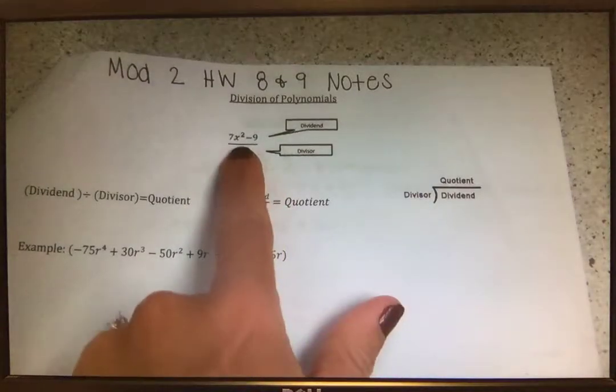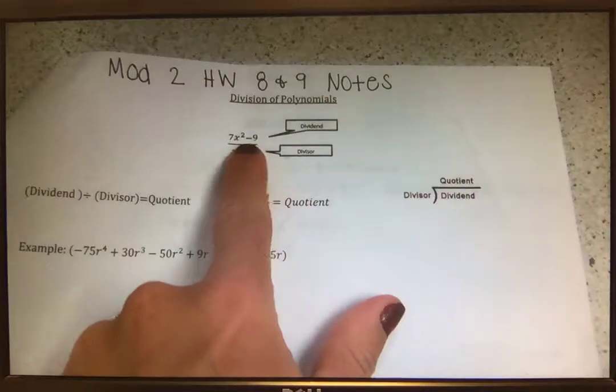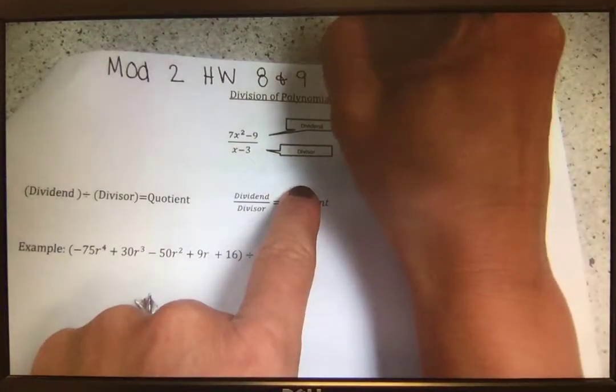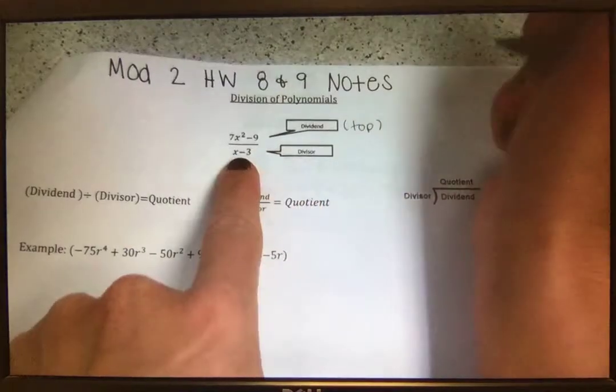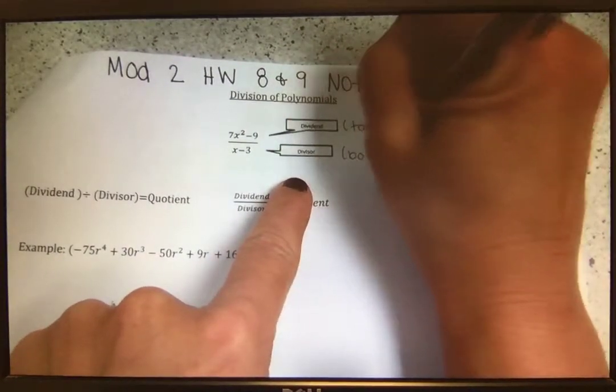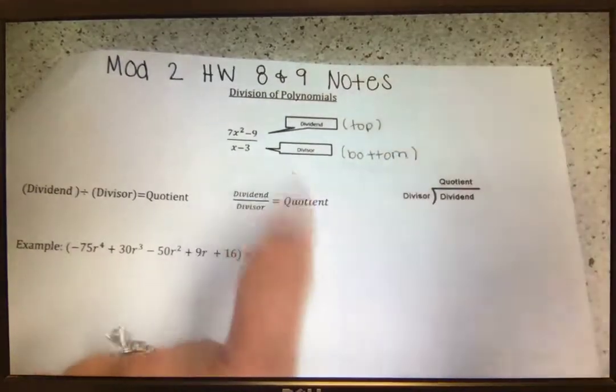So up top we have 7x squared minus 9. On the top of our fraction is our dividend. On the bottom is our divisor. So on the bottom in this case our divisor would be x minus 3. So dividend is up top, divisor is on the bottom.